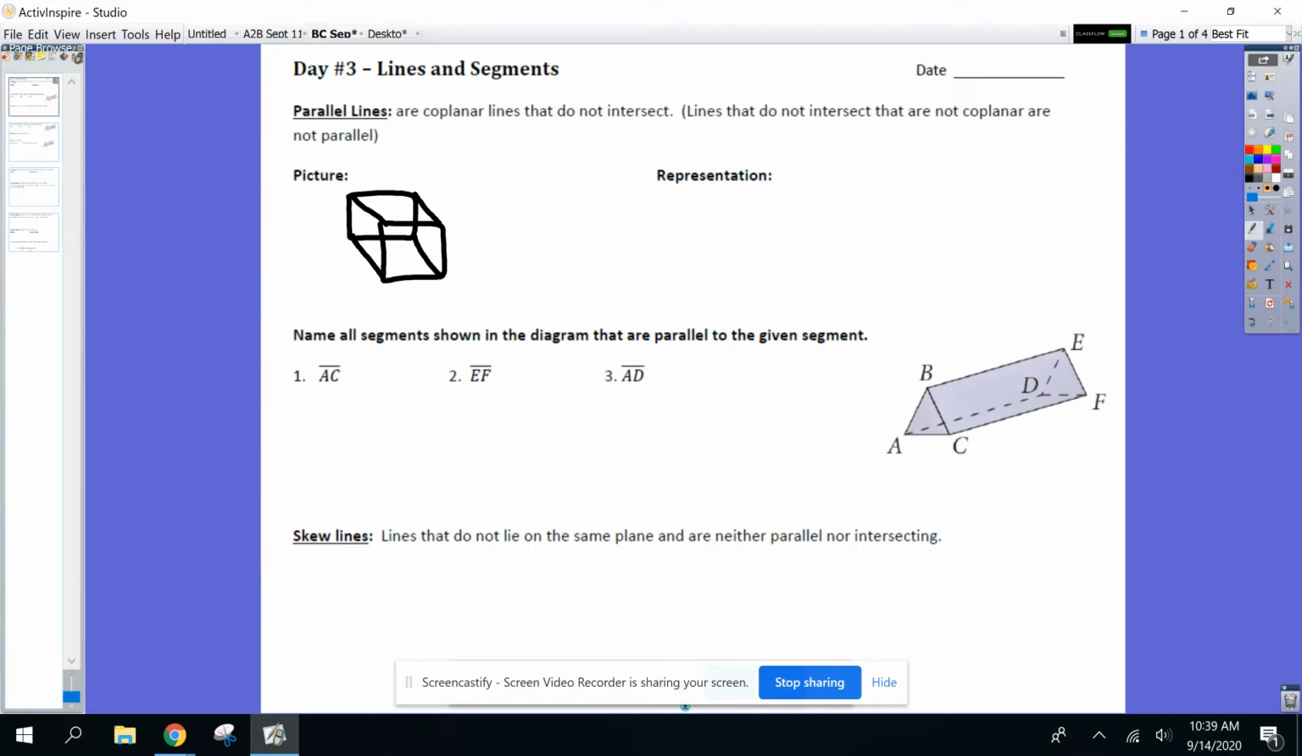Okay. I'm going to start here with A, B, C, D, E, F, H.